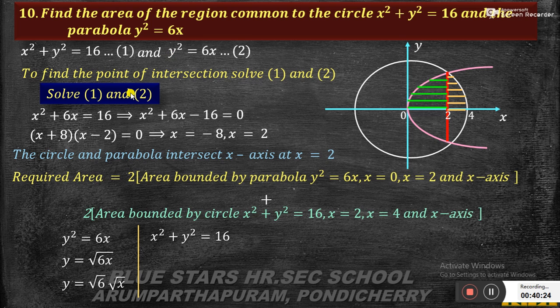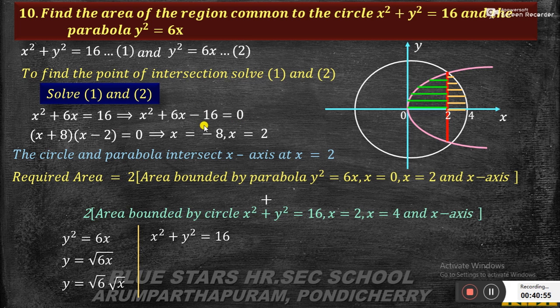Solving 1 and 2 means x square plus 6x equal to 16, because y square equal to 6x. So I substitute y square equal to 6x in equation number 1. Instead of y square, I substitute 6x. So first I write equation number 1, x square plus y square equal to 16, and next x square plus, instead of y square, I substitute 6x. 6x equal to 16. The next step, x square plus 6x minus 16 equal to 0.